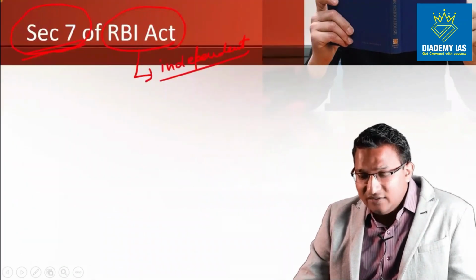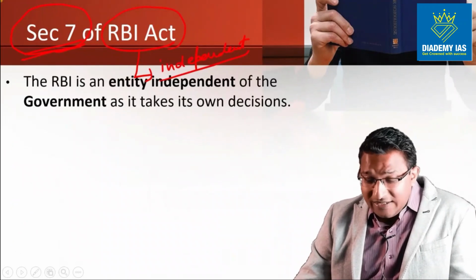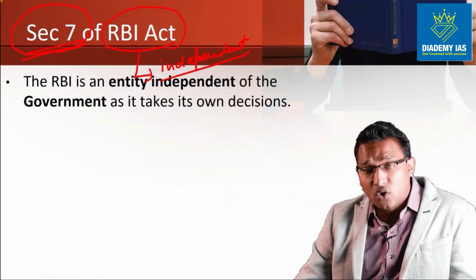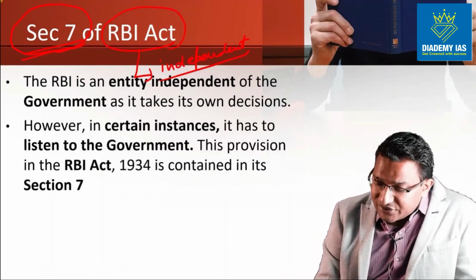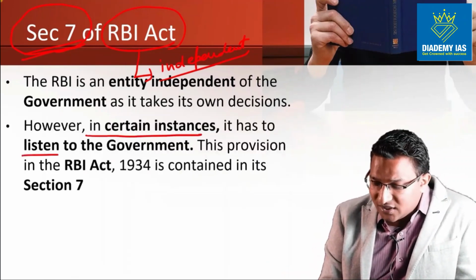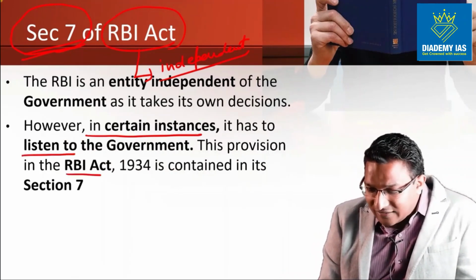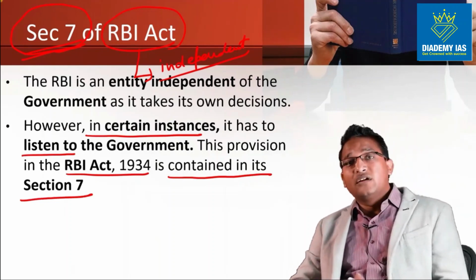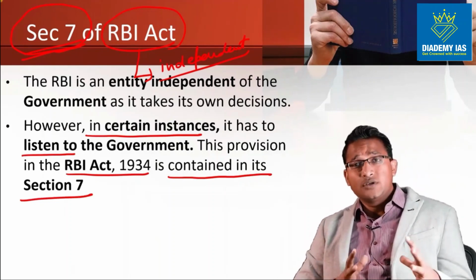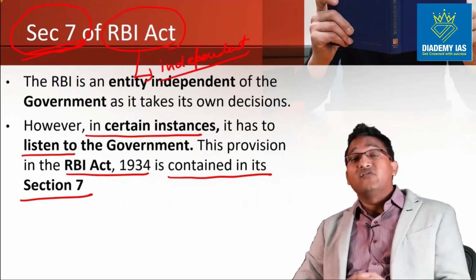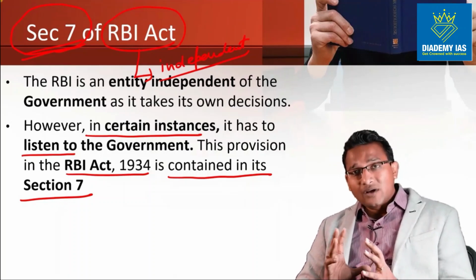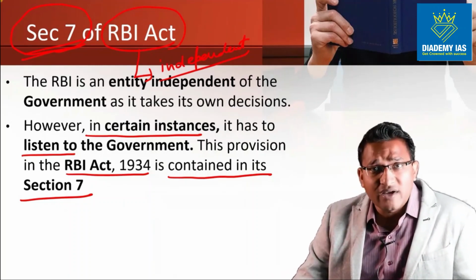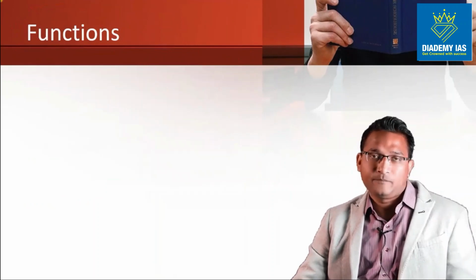So this Section 7 talks about that. Normally RBI is an entity independent of the government as it takes its own decisions. However, in certain instances, it has to listen to the government. This provision in the RBI Act 1934 is contained in its Section 7. This particular thing was in news, and we will discuss this separately as part of the current affairs. Here you just need to understand that in Section 7 there is some power given to the government, according to which RBI has to listen to the government.